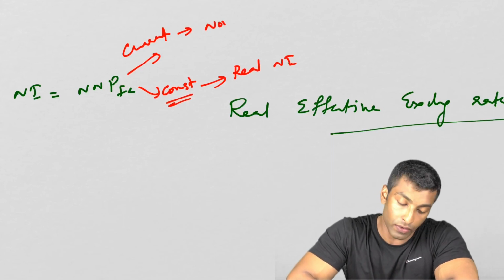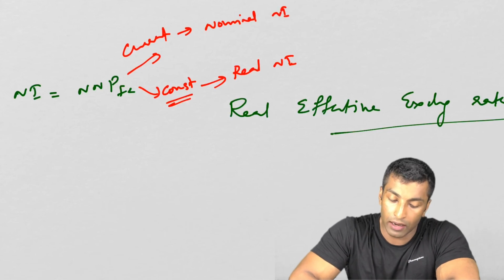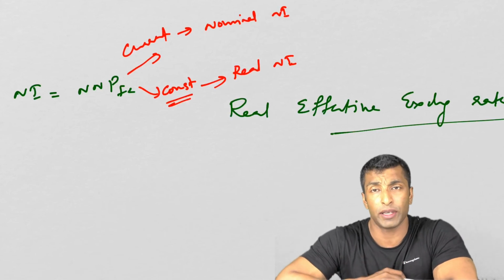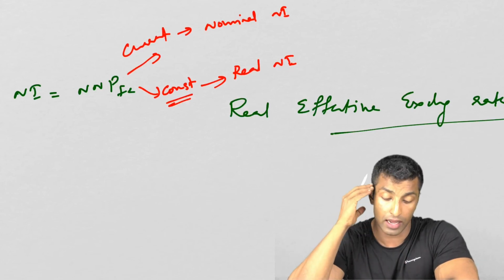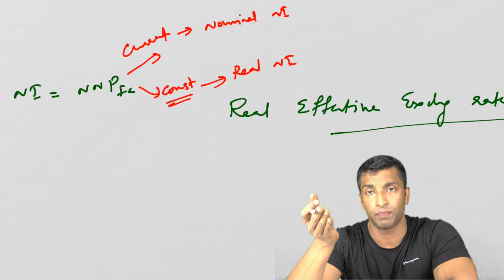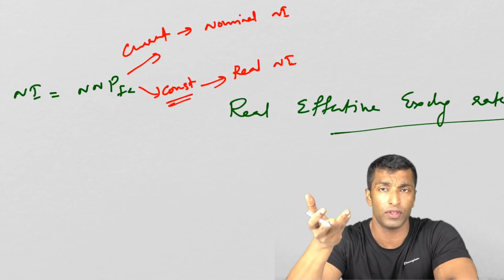If you go for current, you will call it nominal national income. Now from nominal national income, because when you get from the market, you'll get nominal only. So how to get the real one? You can use GDP deflator. We have already discussed all these concepts.